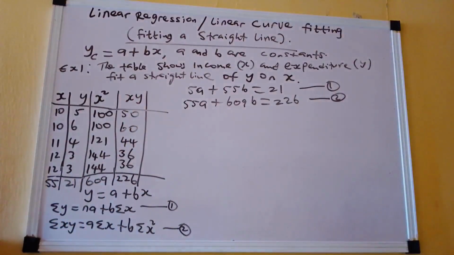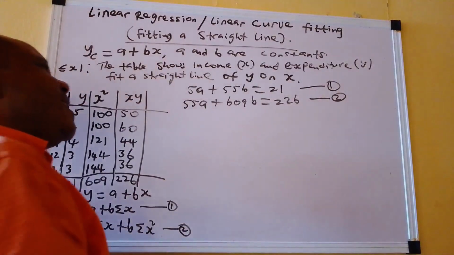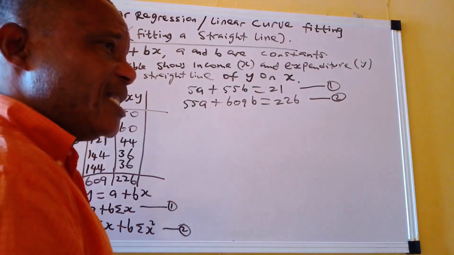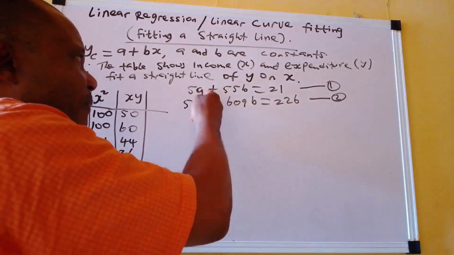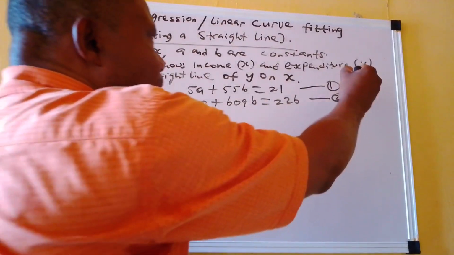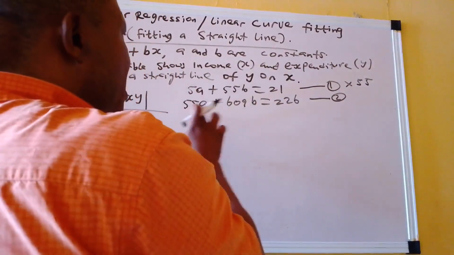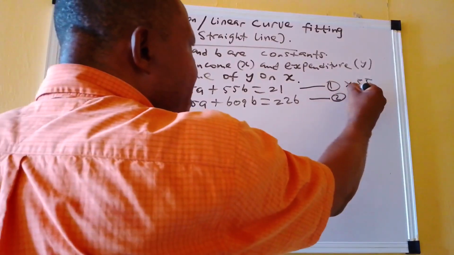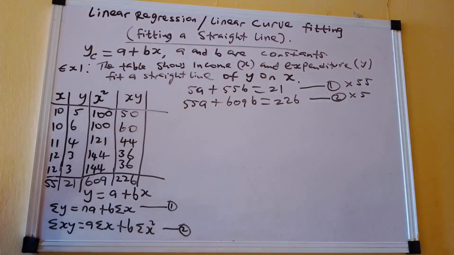Now we have gotten a system of linear equations, having two unknowns in two equations. Of course, we can solve this using the substitution method. We can solve this using the elimination method. So permit me to use the elimination method. I want to use the elimination method to eliminate A. If I'm to eliminate A, you are going to multiply equation 1 by 55 so that A and B will be of the same value. Then you are going to multiply equation 2 by 5. So that is what we are going to do to eliminate A.